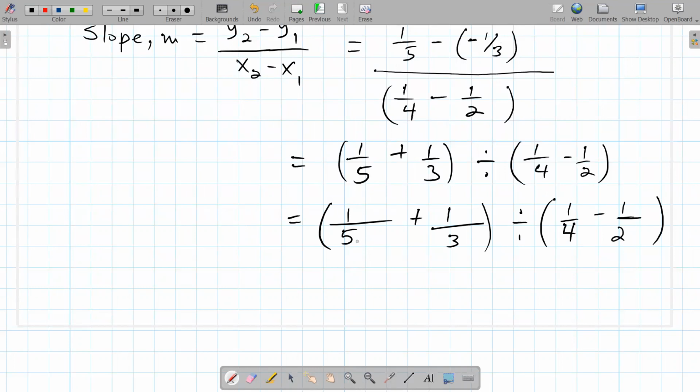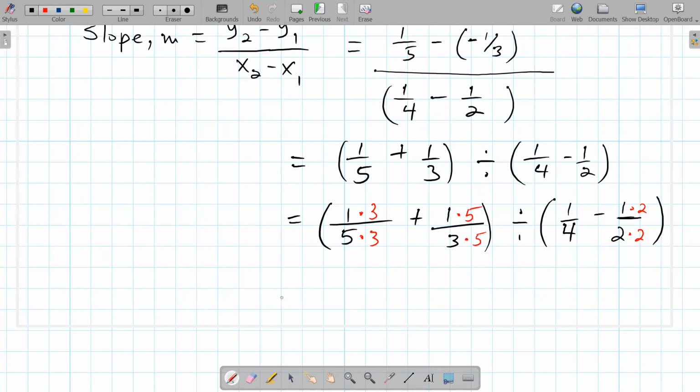So I need to change 5 to 15, so that'll be 3 here and 3 there. The 3 to 15, so that'll be 5 here and 5 there. I need to change the 2 to 4. The LCD is 4, so 2 here and 2 there. I don't need to change this because the LCD is already 4.